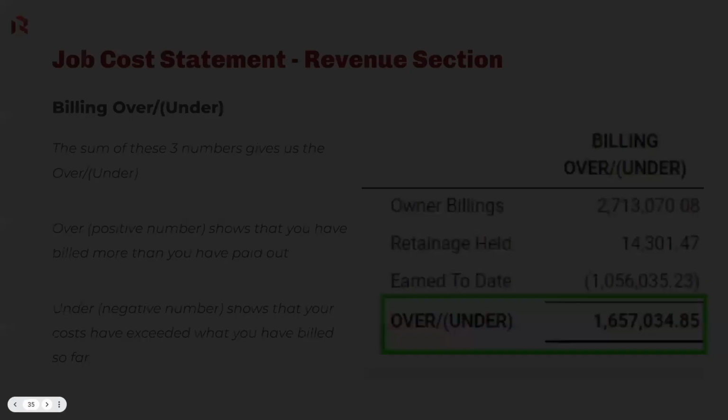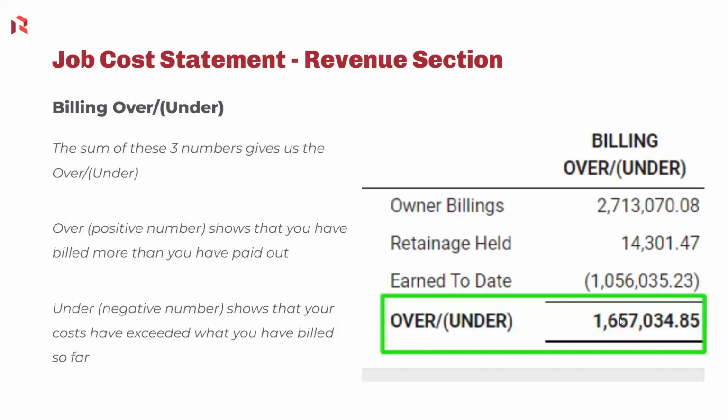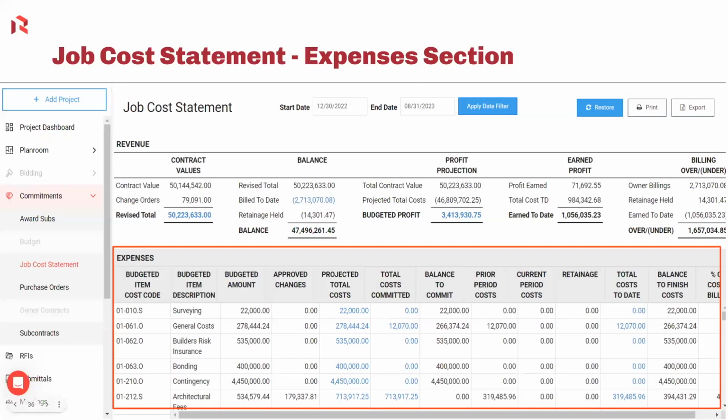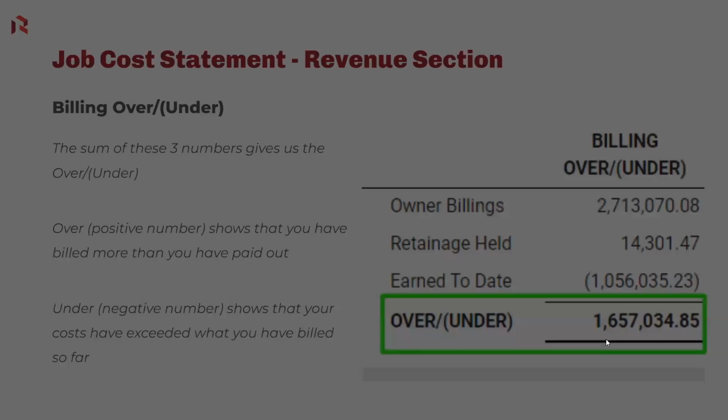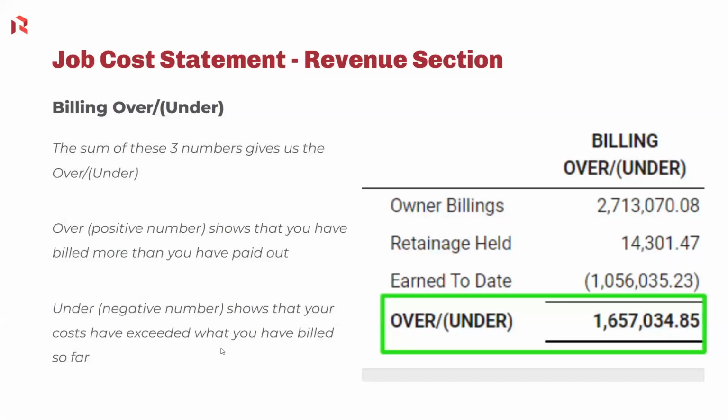When you sum those three, that's where you get the over under. If it's a positive number, so in this case, you see there's no parentheses on that over under number, that means that it's a positive number. It means that you've billed more than you've paid out. Whereas if it's a negative, oh, I apologize. If that was a negative number, it would show that your costs have exceeded what you billed so far.